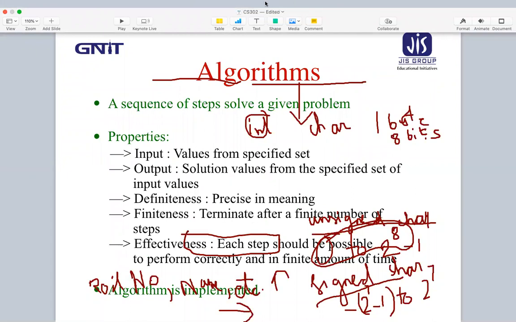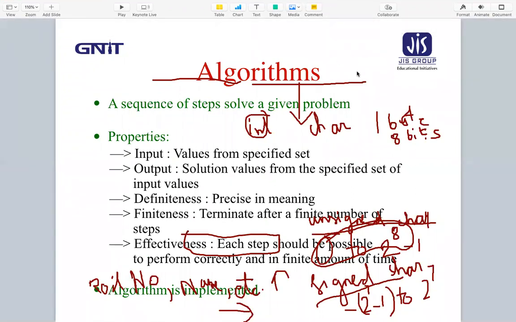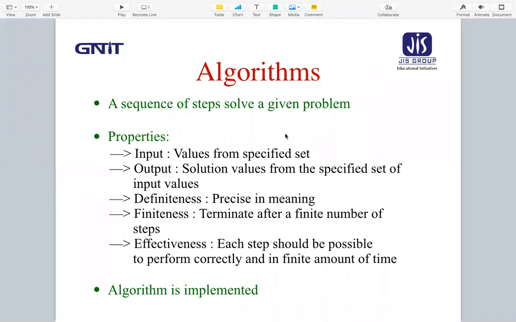So now we come to algorithms. The algorithm definition we have already read in C programming, so just a quick recapitulation and a little bit in detail. What is an algorithm? It is typically a sequence of steps required to solve a given problem. So you have been given a problem. Let us assume the problem is to find whether a given number is odd or even. You see, it's a very simple program which you have already done in C. So this is my given problem.